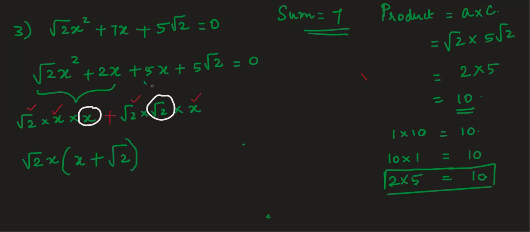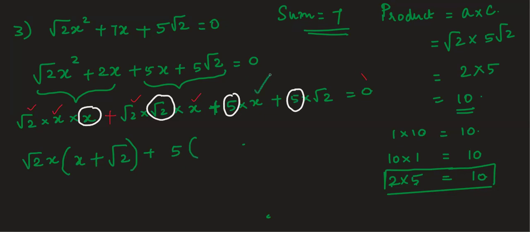Now we'll do the same thing for the next two terms. Plus 5, I'm just going to split it: 5 into x, this is easy actually, plus again 5 into √2 is equal to 0. In this case, what is common? It's very easy to find. 5 is common. x and √2 are not common, so we cannot take them out. So we take 5 common, and within brackets write what is left out: x is left out and √2 is left out. So 5(x + √2) is equal to 0. Hope it's clear for you.